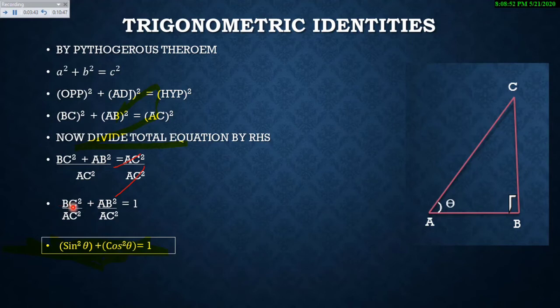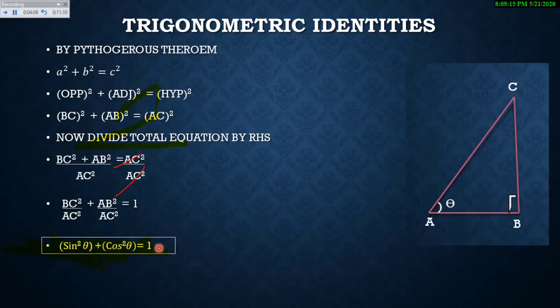So what is BC square here? Opposite. What is AC square? Hypotenuse. Opposite by hypotenuse is sin theta. What is AB square? Adjacent. What is AC square? Hypotenuse. What do we get? What is adjacent by hypotenuse? Cos theta. So sin square theta plus cos square theta equals 1.